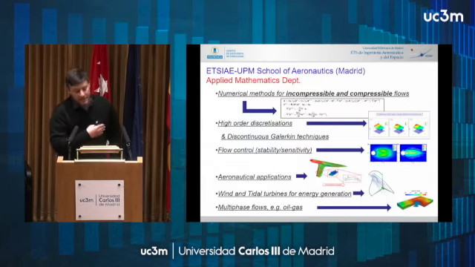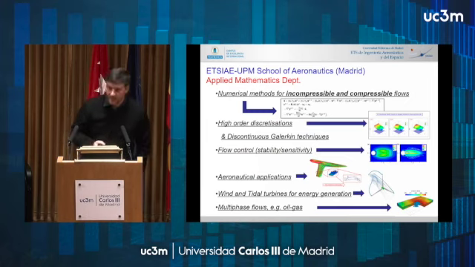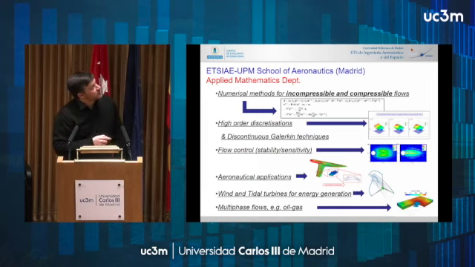Right, so in our group, what we do is mainly develop high-order numerical methods. These are based on discontinuous Galerkin, and you don't need to know what that is; I'm going to explain it. We do that for incompressible and compressible flows, and we also use these high-order methods to do flow control. We work on stability sensitivity analysis to know where we have to touch the flow field to make it more stable. I'm not going to talk about this today, but that can be a talk for another day. We apply all this machinery to aeronautical applications, wind and tidal turbines, and multi-phase flows, and I will give you a glimpse of the things we are doing these days.